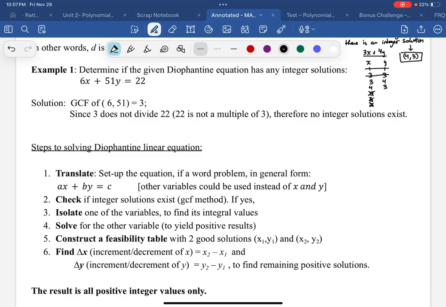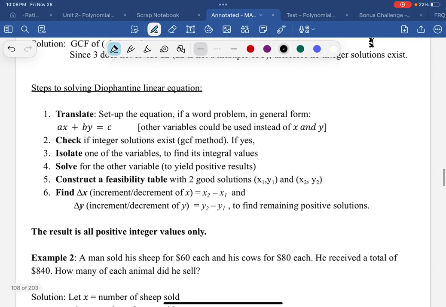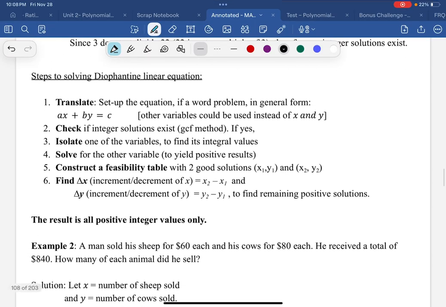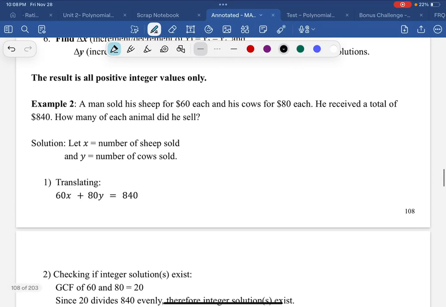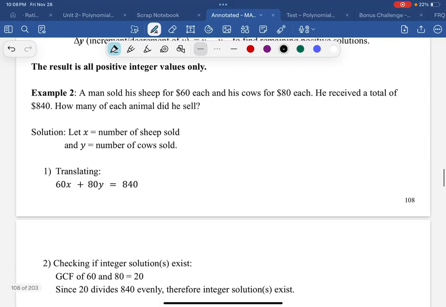So I just showed you an example of one solution. Here's one with none. And let's see what some other possibilities lead to. Again, the process is here. But you have a man who sold his sheep for $60 each and cows for $80 each.